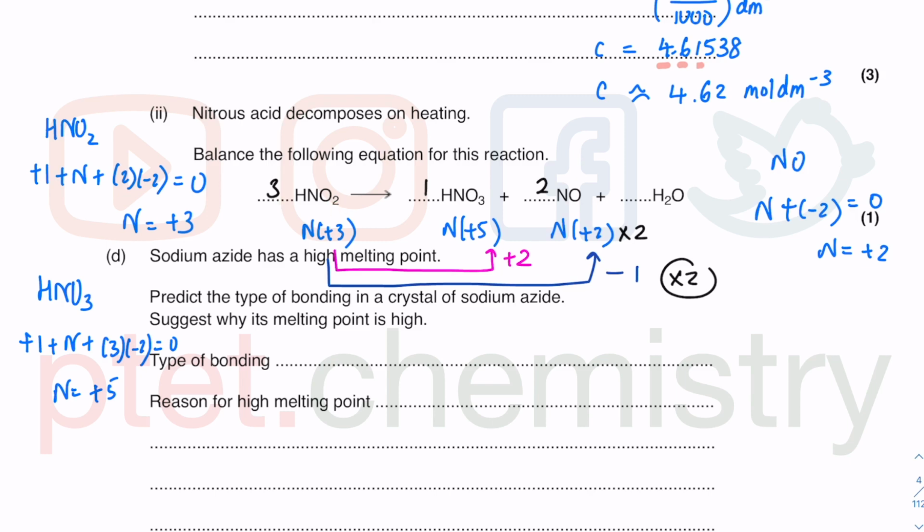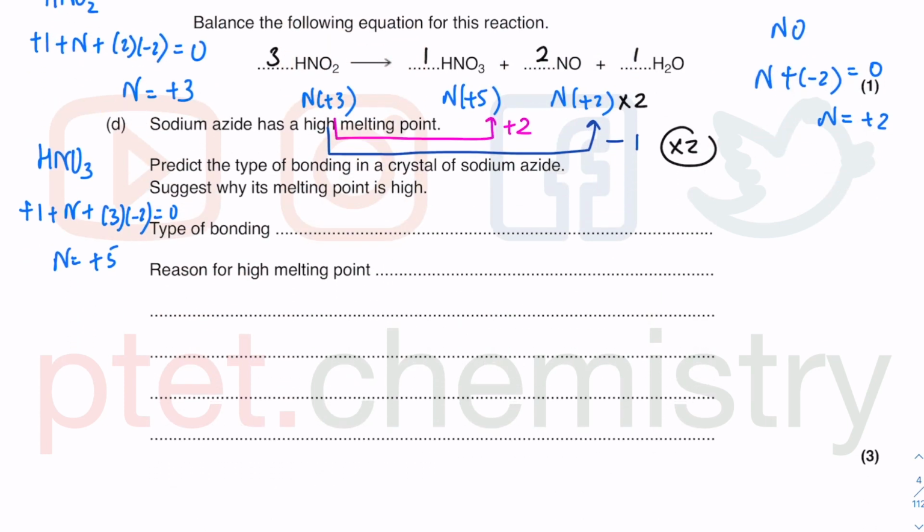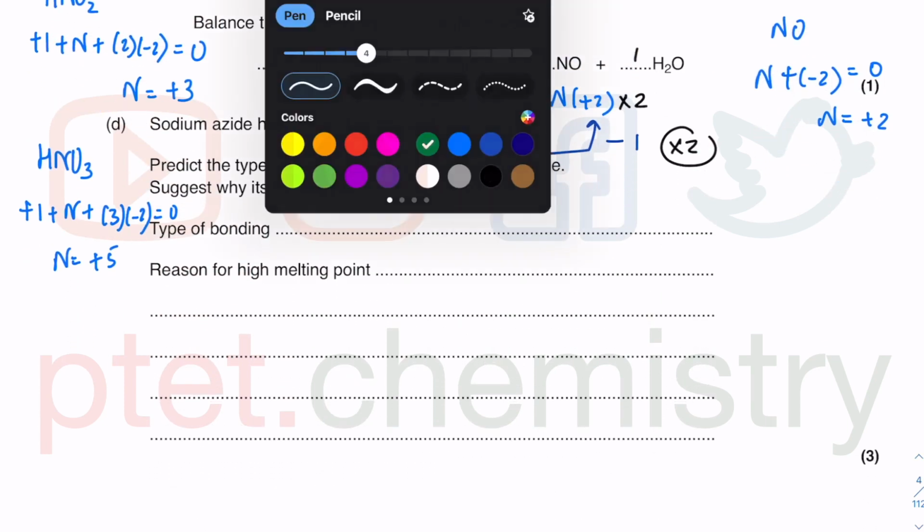So 6 oxygen, 3 plus 2. Therefore, I'm just left with 1 more oxygen there. 2 hydrogen plus 1 more hydrogen, 3 hydrogen. 1 mark, balance equation. Probably easier than using this method, to be honest. The next part of this very, very long question.